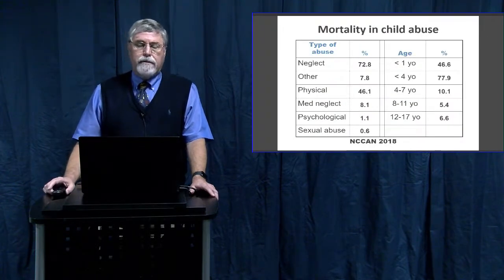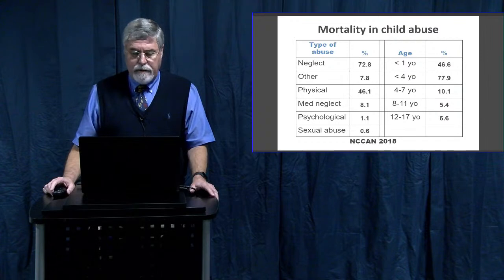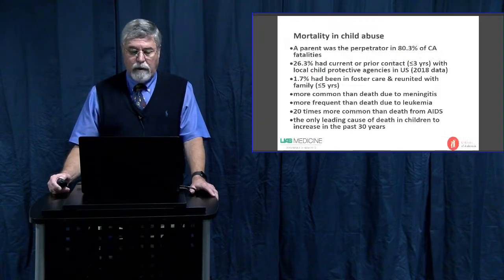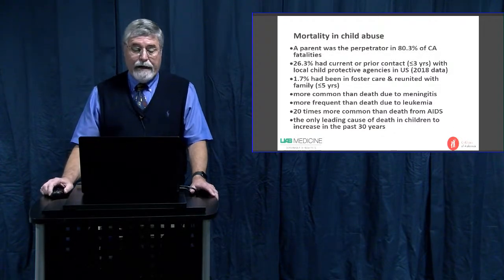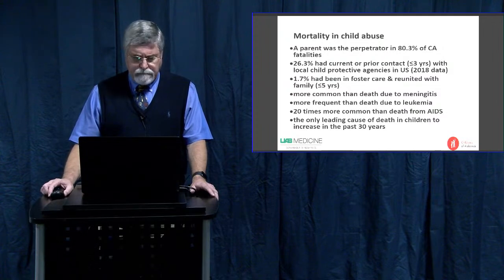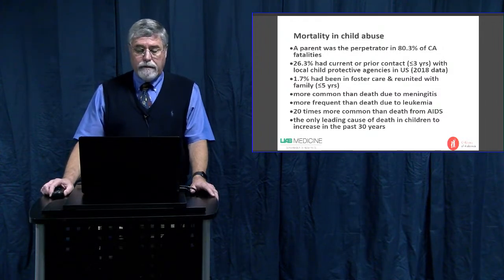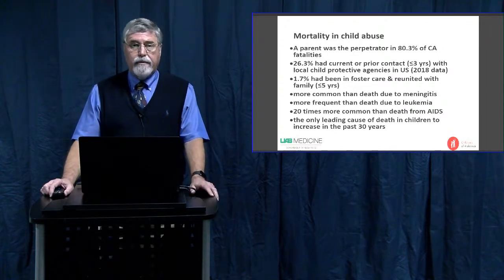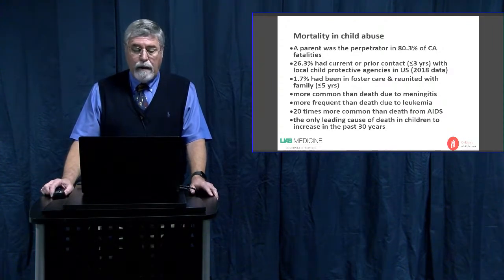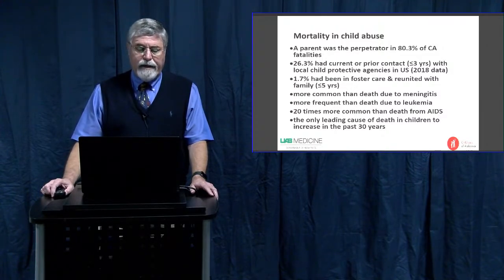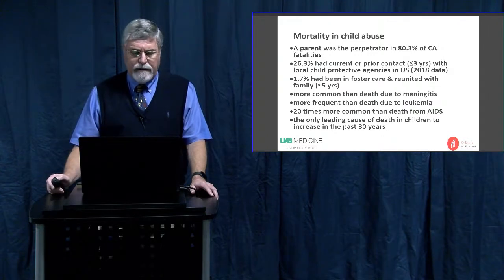So half of the children who die from child abuse are under a year of age, and 3/4 of them are under 4. So most of them are the smaller children. When they die, 4 out of 5 times the perpetrator was the parent. And about 1/4 of the children had current or prior contact with Child Protective Services, which is the Department of Human Resources in Alabama, which means 3/4 of them, the first time the DHR found out about them was at the time of their death, which is not going to do very well to prevent.